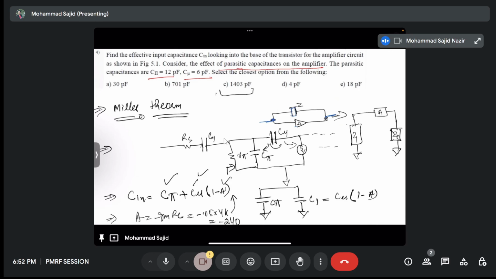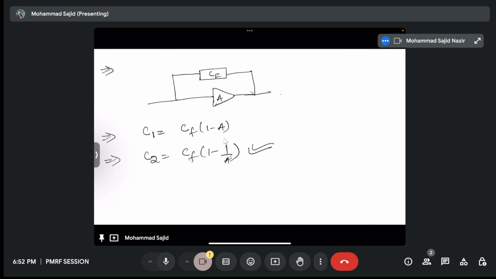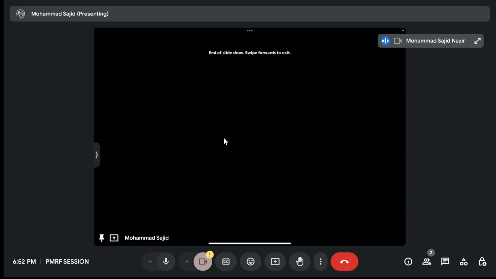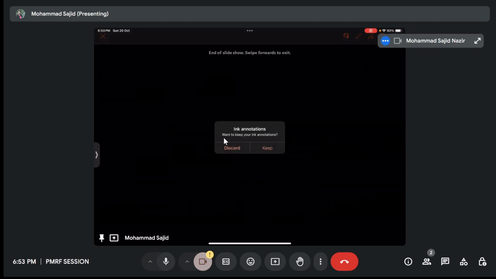So if I have this capacitance C mu, which is attached to input and output, I can separate it into two. One is C in, then C in total will be equivalent to C pi plus some part that is given by Miller's theorem, that is equivalent to C mu (1 minus A). Okay. So if I split it, this will be C1, this will be C2. So C1 will be Cf times (1 minus A), and C2 will be Cf times (1 minus 1 by A). Okay, so that was the important concept we studied in week 5.